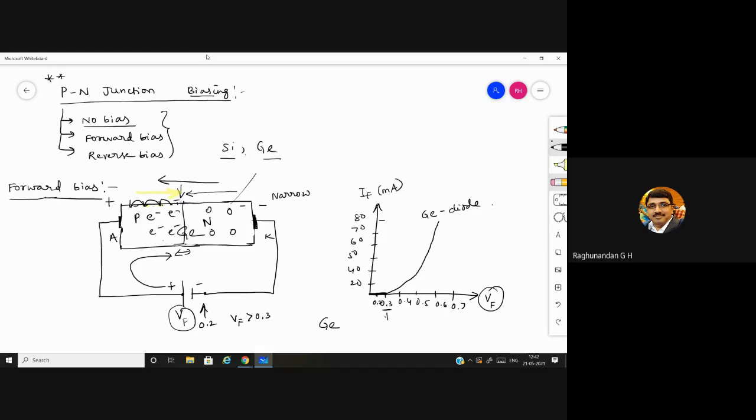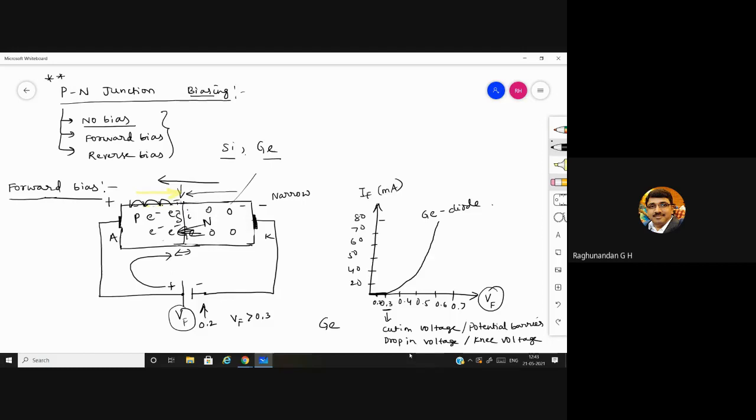This is known as the cut-in voltage, or it is known as drop-in voltage. Also it is known as potential barrier. It is also known as knee voltage. See, these are the different names for this voltage which exists across the junction. So 0.3 is the cut-in voltage. When your battery voltage becomes greater than this cut-in, drop-in, potential or knee voltage, then only the current starts flowing. Similarly, let us assume that this is a silicon diode.